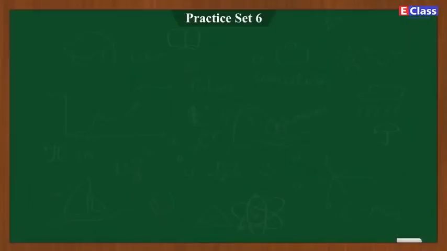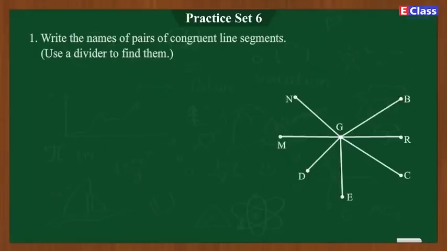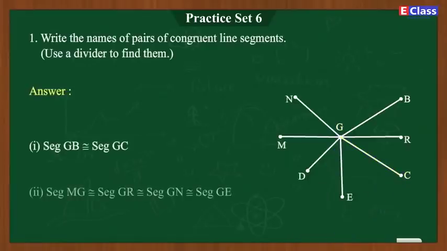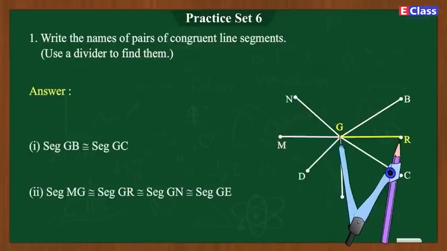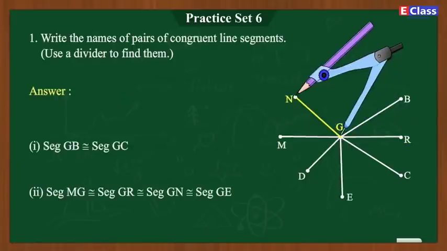Now students, let's solve the practice set 6. Let's start with the first question. Question number 1. Write the names of pairs of congruent line segments. Use a divider to find them. Answer. 1. Segment GB is congruent to segment GC. 2. Segment MG is congruent to segment GR, which is congruent to segment GN, which is congruent to segment GE.